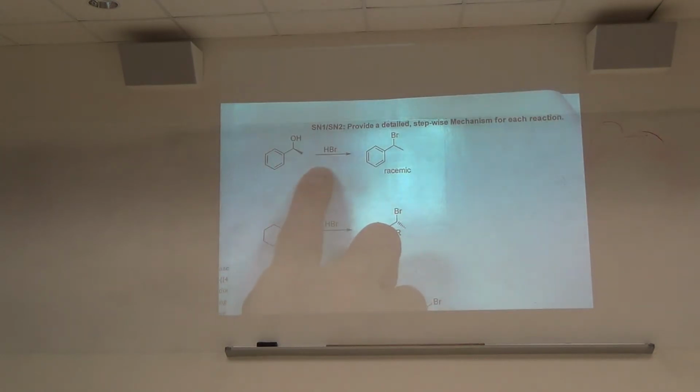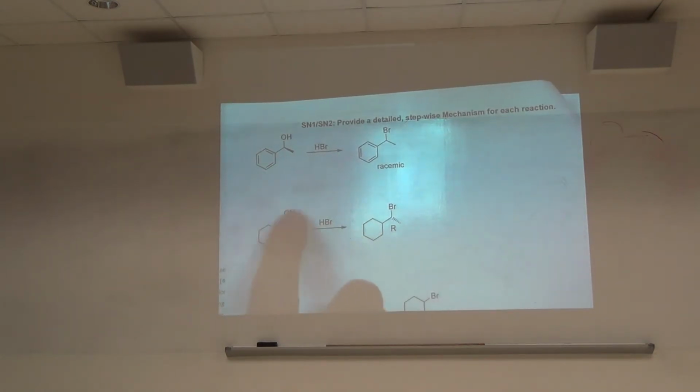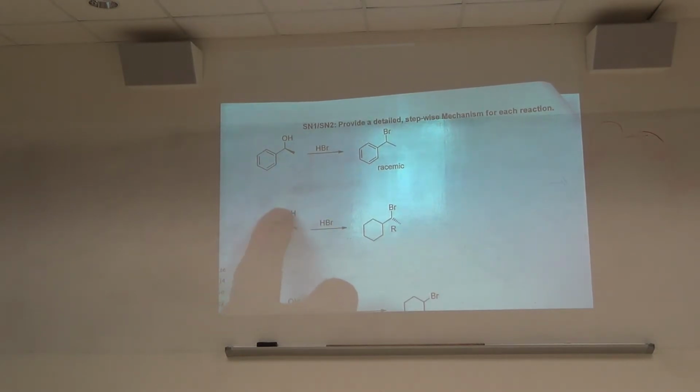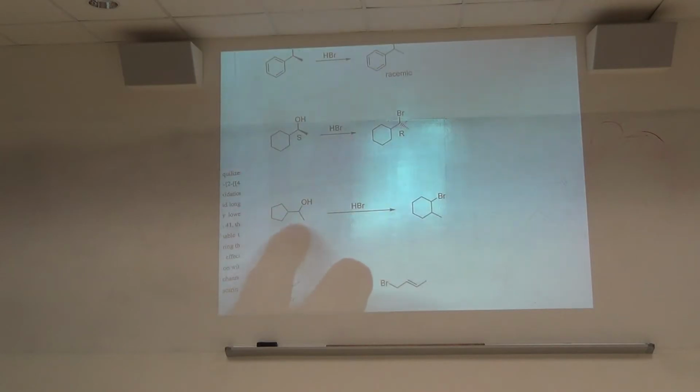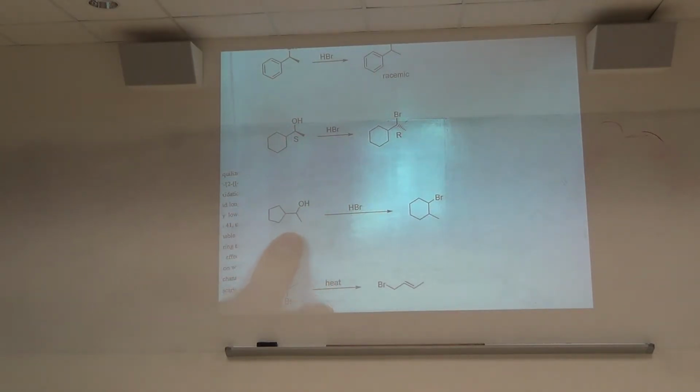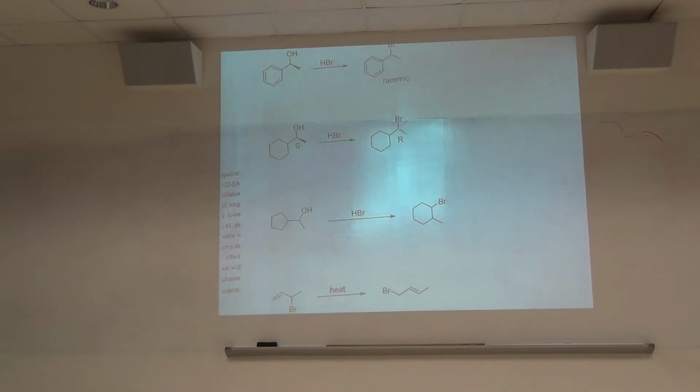Okay, on these mechanisms back here, you can now see with these OH groups, how do you make OH a better leaving group? Protonate it with a strong acid. HBr is a strong acid. And so now you should be able to do the first 3 mechanisms. But you do have to decide: is it SN1 or SN2?